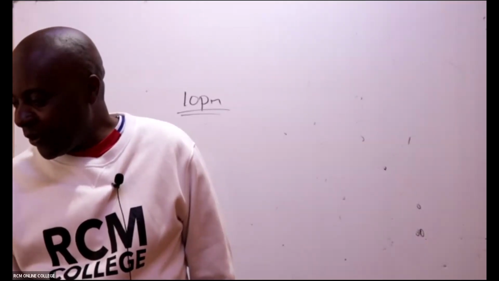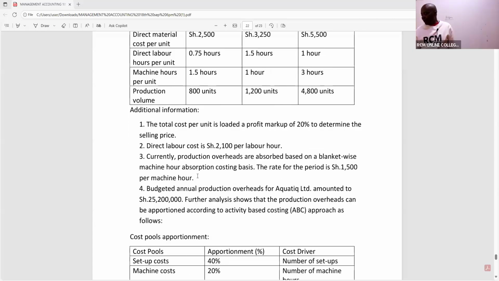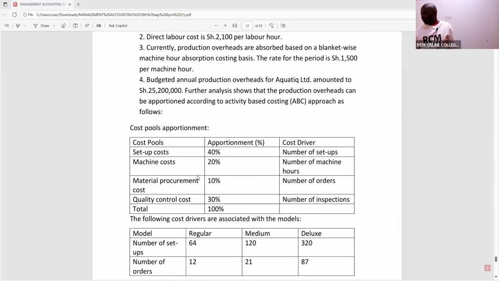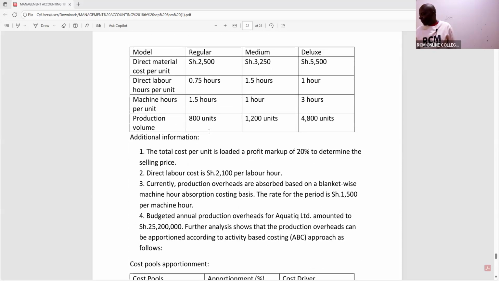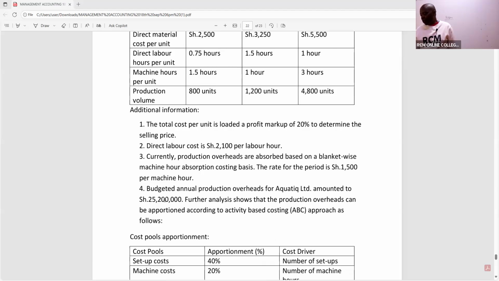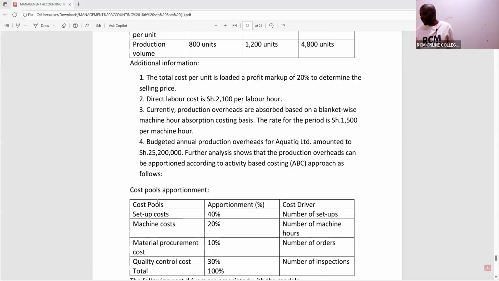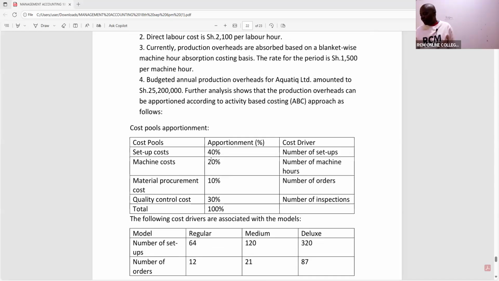Okay, so now we go to ABC, activity-based costing. The first thing that we need to do, this examiner was able to play around with our students, is the fact that out of this 25,200,000, this is the total. He wanted you to distribute this to the various cost pools so that we shall be able to do very well, very fast. So we have in this case here the total overhead.